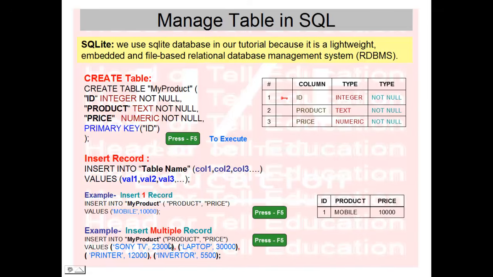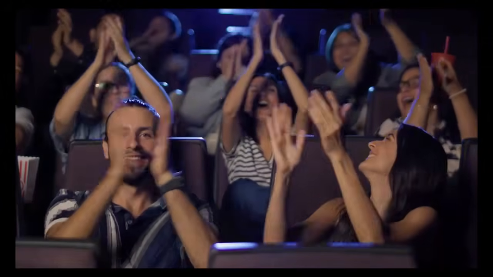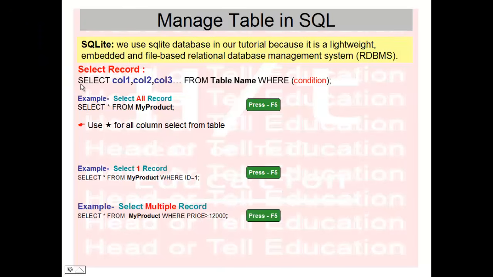So write this type of query and press F5. Then all records are inserted automatically in the database. Next, if we inserted the records, we have to view the records in the database. So to view the records, we use the select query. So select column names, column 1, column 2, 3 from table name where condition, if any condition.